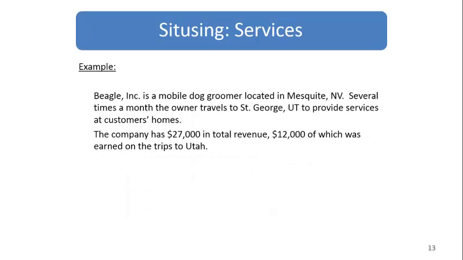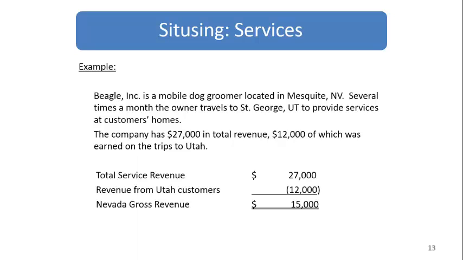Let's move on to an example of other services. Here we have the Beagle Incorporated, a mobile dog groomer located in Mesquite. Several times a month, the owner is going to travel to Utah to perform services at customers' homes. The Beagle did $27,000 in revenue, and $12,000 of that was earned on trips to Utah. In general, services are situs based on where the customer receives the benefit. So when the owner is outside of Nevada, the revenue is not situs to Nevada, leaving us with $15,000 of Nevada gross revenue.